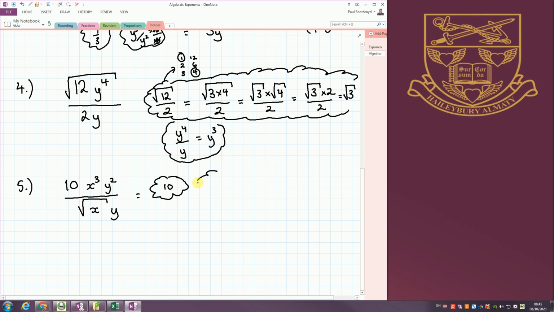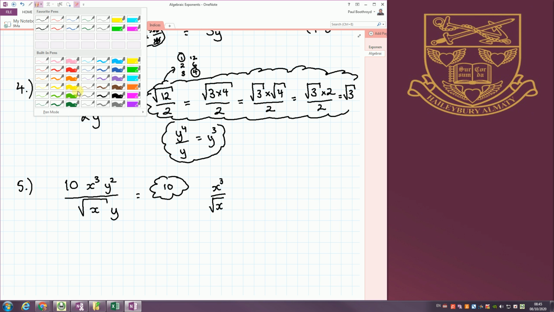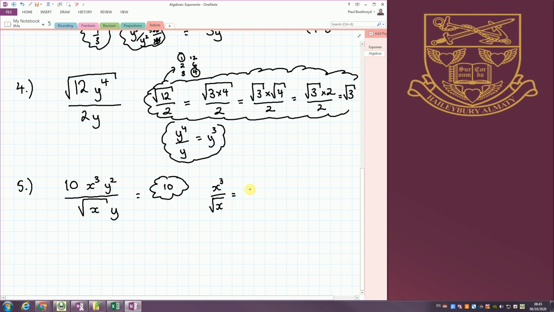Look at my x cubed. And I'm going to divide by square root of x. From yesterday, what can I rewrite the square root of x as? X to the power of 1/2. Yeah. So if I'm dividing, what can I do to those two numbers? Take away 1/2 from 3. Which is 2.5. Anyone know how to write 2.5 as a fraction?